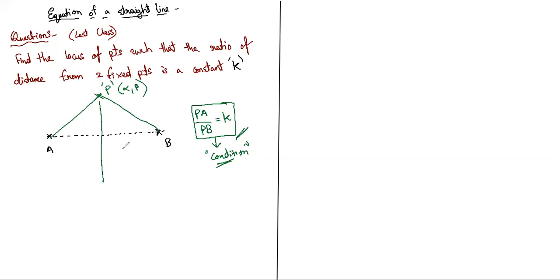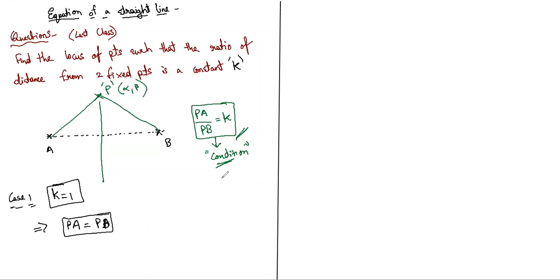Now to identify the answer, the simplest possibility is when k is equal to 1. Let us say case 1, when k is equal to 1. So when k is equal to 1, what happens? PA equals PB. So then we have to find the locus of points such that PA is equal to PB. Can someone tell me what is the locus of points such that PA is equal to PB? That means you are at a fixed distance from two fixed points. A and B are fixed points.